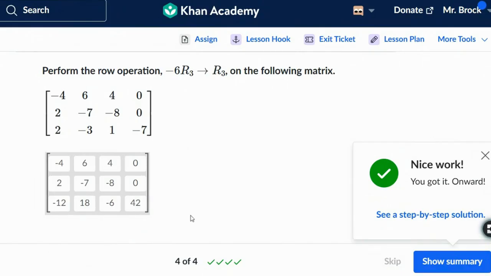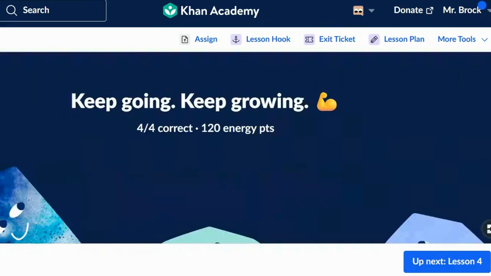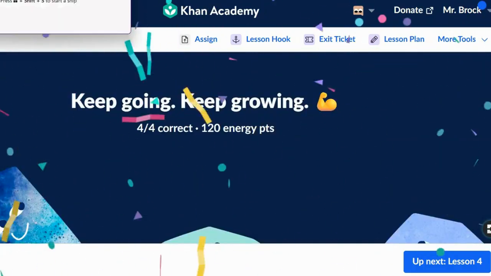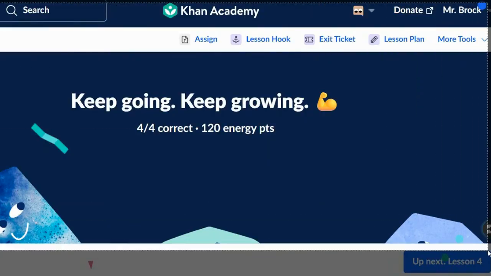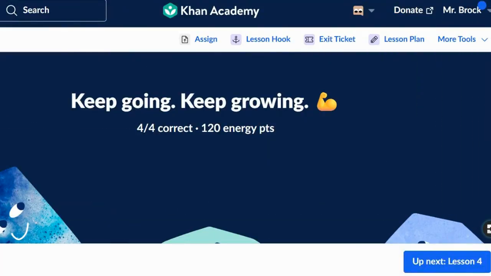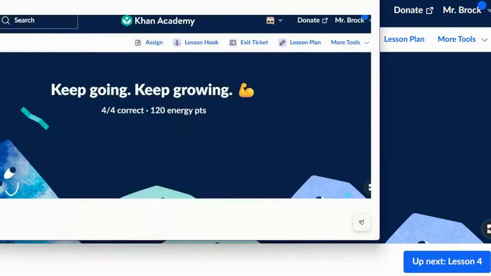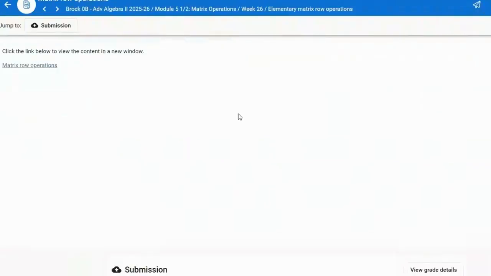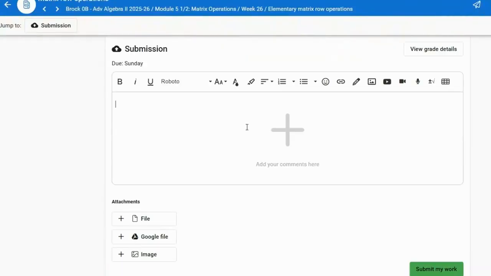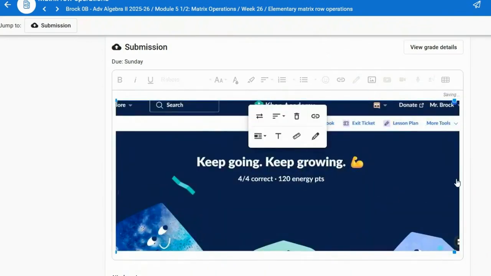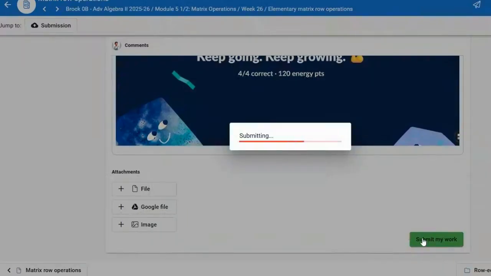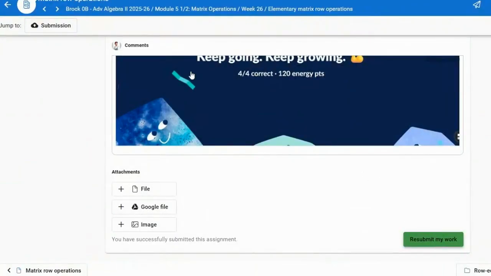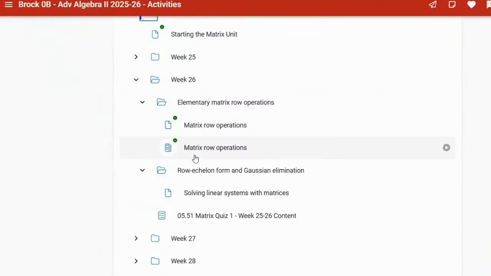So let's take our screenshot now. Show our summary. Screenshot. Go back. Okay, there's my screenshot. Go back to Buzz. Scroll to the bottom of that same page. Paste our screenshot. 4 out of 4. Submit. Don't forget to submit. It'll say you haven't turned it in, and you'll see that when you go to the grade screen. It'll say you haven't submitted anything.